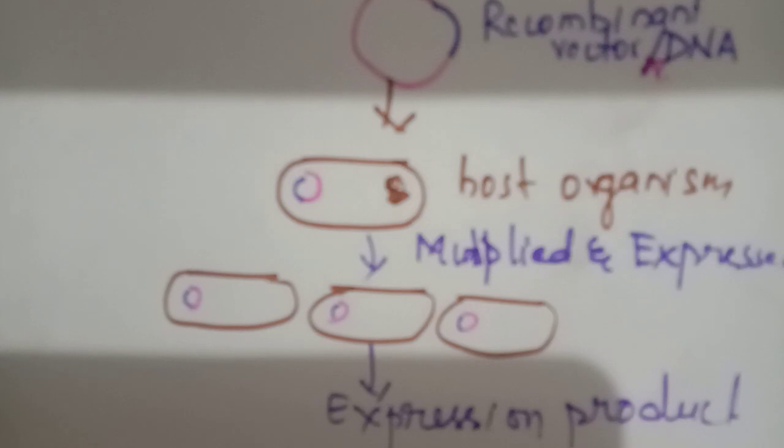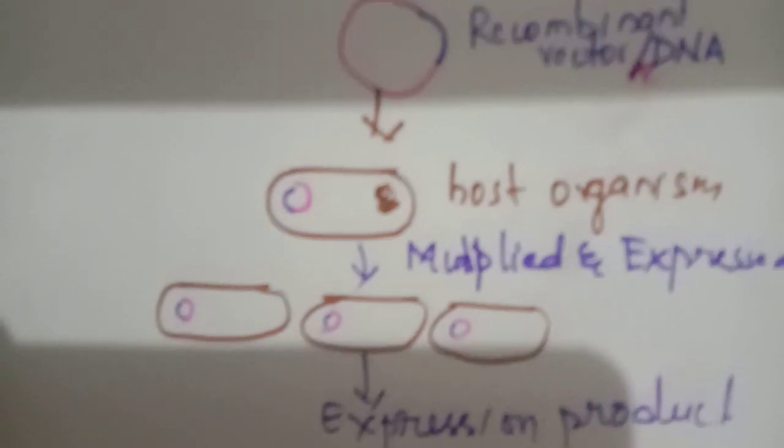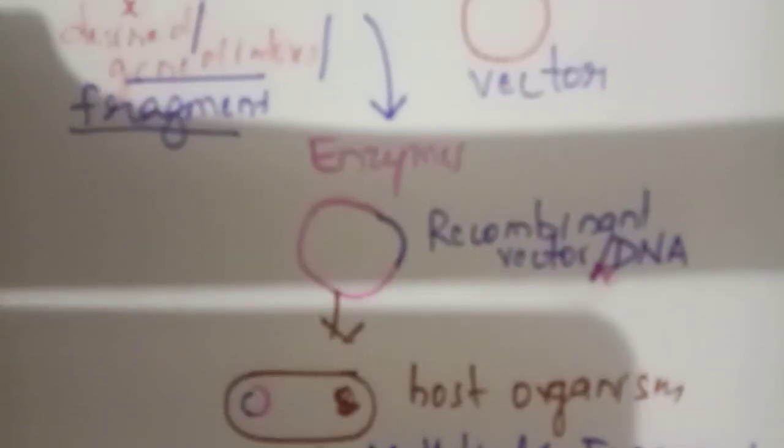The concept of genetic engineering is how genetic engineering is carried out. First we will select the gene of interest or desired gene, and this gene of interest is inserted into the vector, and by using the various enzymes, the vector becomes the recombinant DNA. Then the recombinant DNA is introduced into the host organism by using various gene transformation techniques.